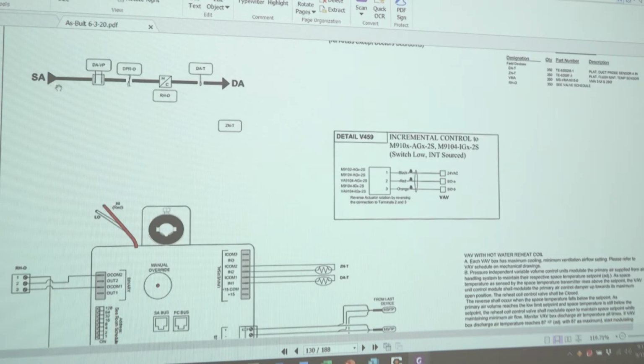You'll see that there's a flow diagram to show you just the general layout of a unit. You have your supply air coming in, your controller, your pressure sensors. You have a damper, you're controlling this damper. Heating coil, the reheat coil with the control valve. Your discharge air temperature sensor and your zone temperature.